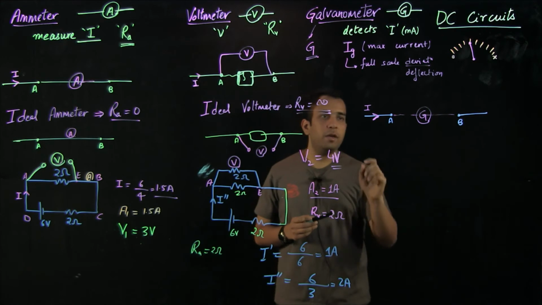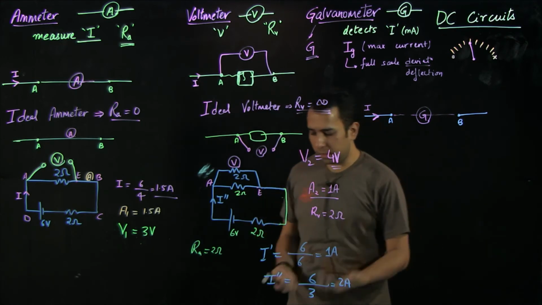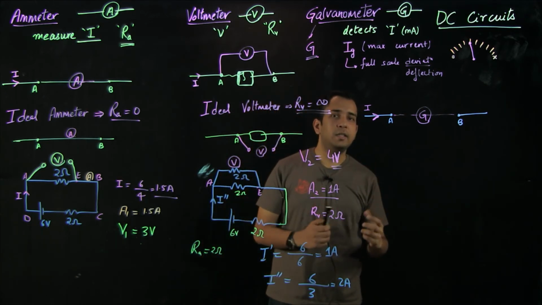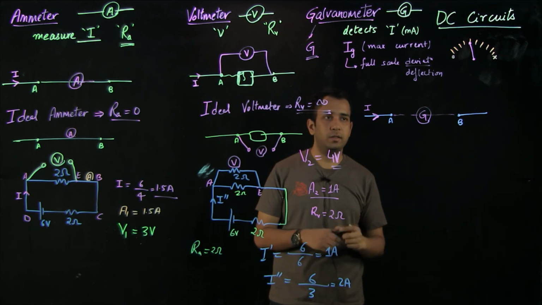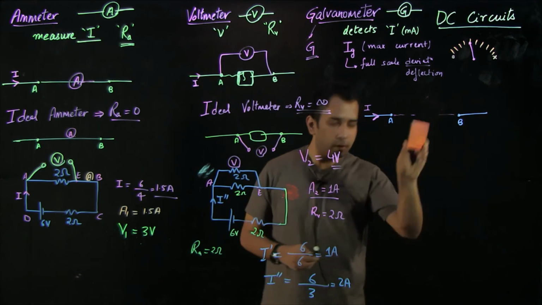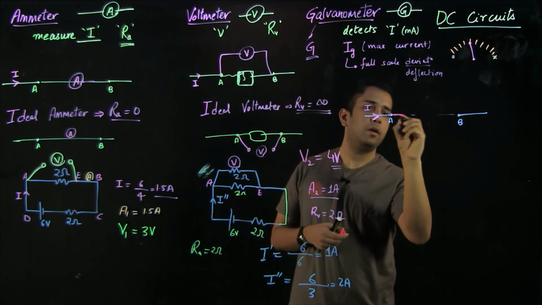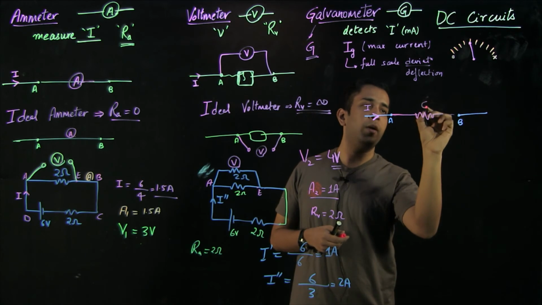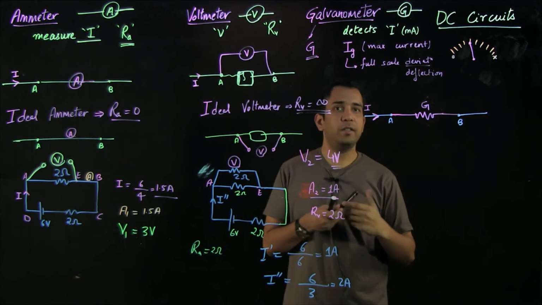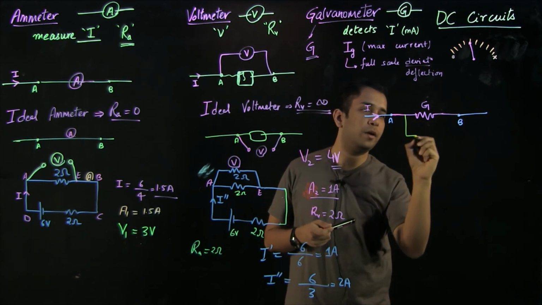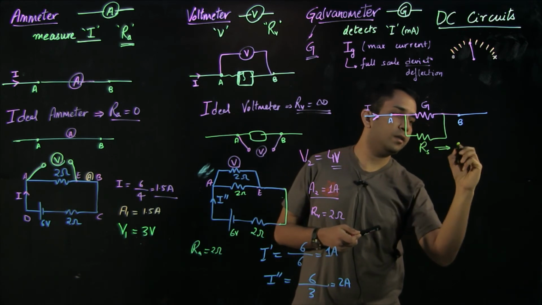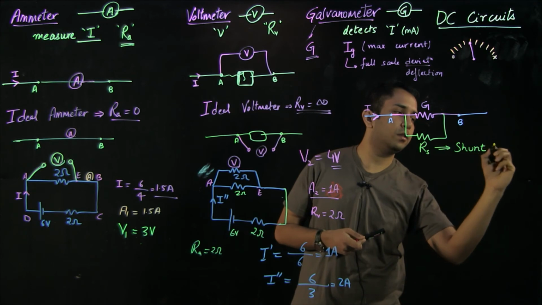So what we can do is divert the rest of the current through some other resistance, and it can only be diverted if the other resistance has a value lower than the galvanometer's resistance. So let us modify the circuit a little bit. This is my galvanometer's resistance, and now I am applying a different resistance in parallel with the galvanometer. I am calling it Rs, and this resistance is known as shunt resistance.